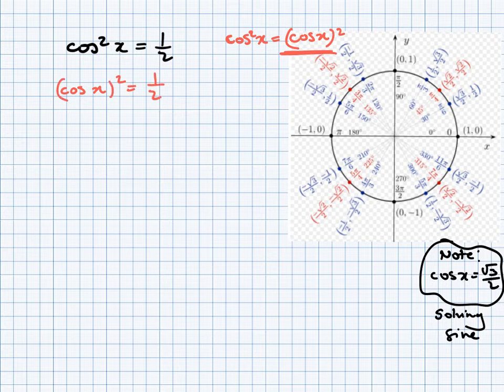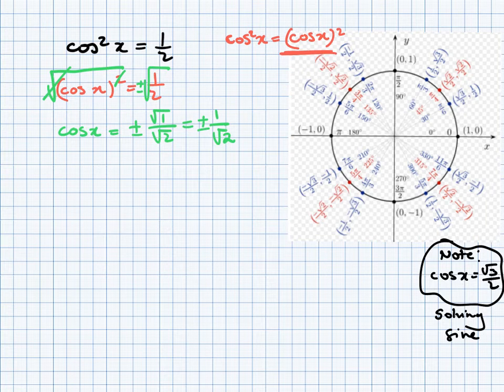Now, again, as you know in algebra, we're going to get rid of the power on both sides by taking the square root. So with the square root and the power gone, we end up with cos of x is equal to plus minus square root of 1 over square root of 2, which is plus minus 1 over square root of 2.